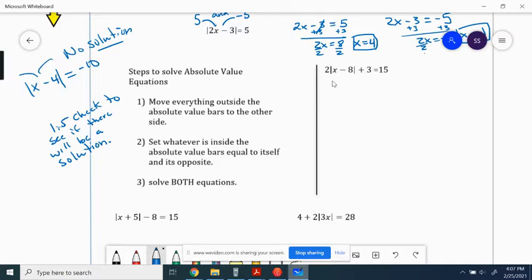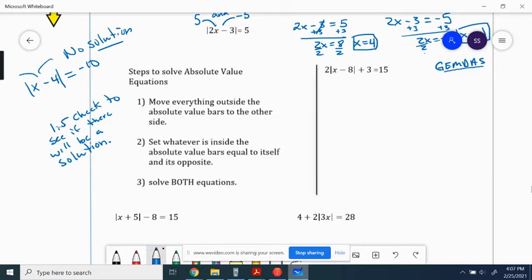All right, so let's take a look here at this example. We have 2 times the absolute value of x minus 8, plus 5 is equal to 15. As step 1 tells us, we need to remove everything outside of the absolute value bars. And so we want to solve this kind of in reverse GEMDAS order. If we were solving a math problem, we would have to follow this order: grouping symbols, exponents, multiply, divide, add, and subtract.